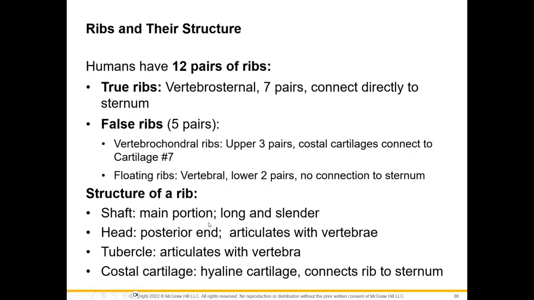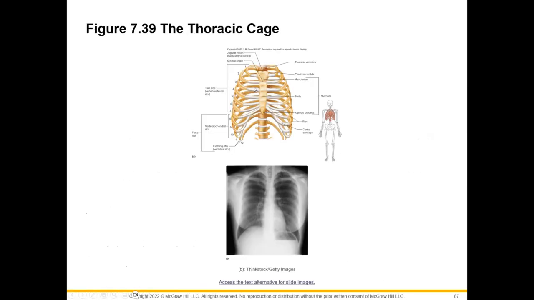Okay, structure of the ribs, you have a shaft, which is your main portion. They're long and slender. The head portion, or the posterior end, articulates with the vertebrae. Tubercles also articulate with the vertebra. The costal cartilage is hyaline cartilage, and it connects the rib to the sternum. Okay, so you see the cartilage I'm talking about here.